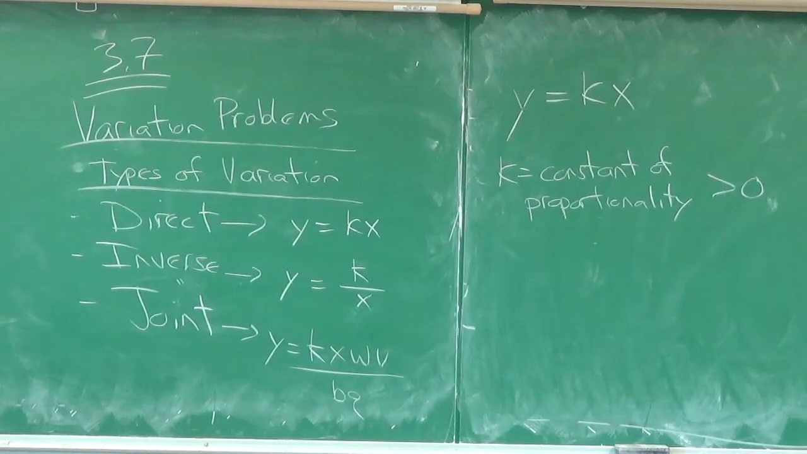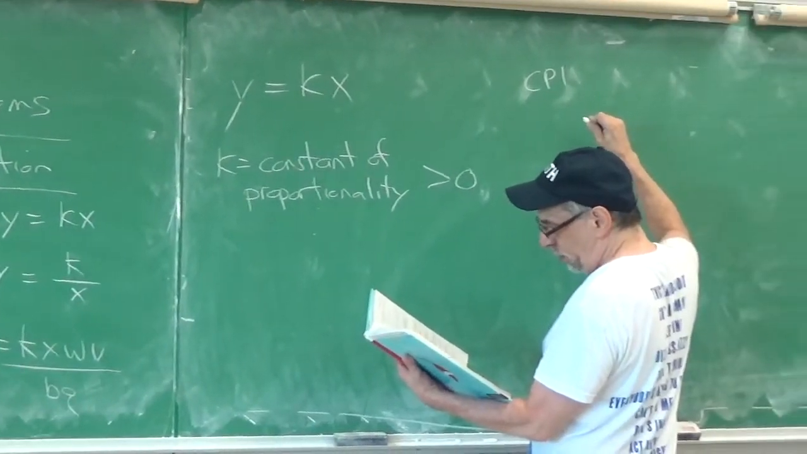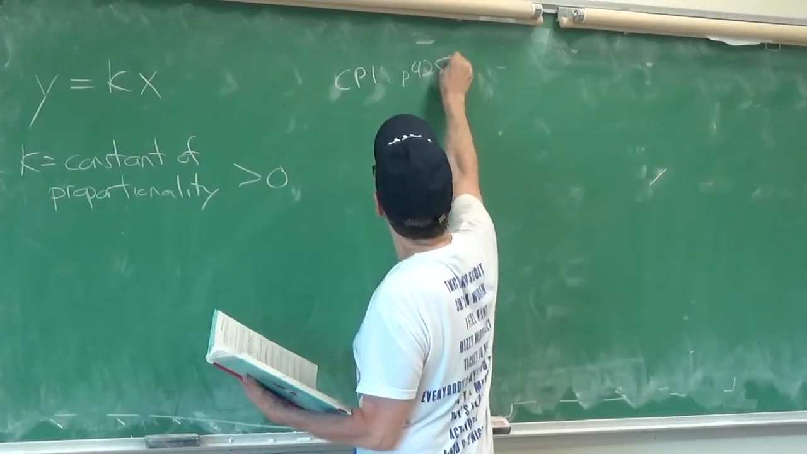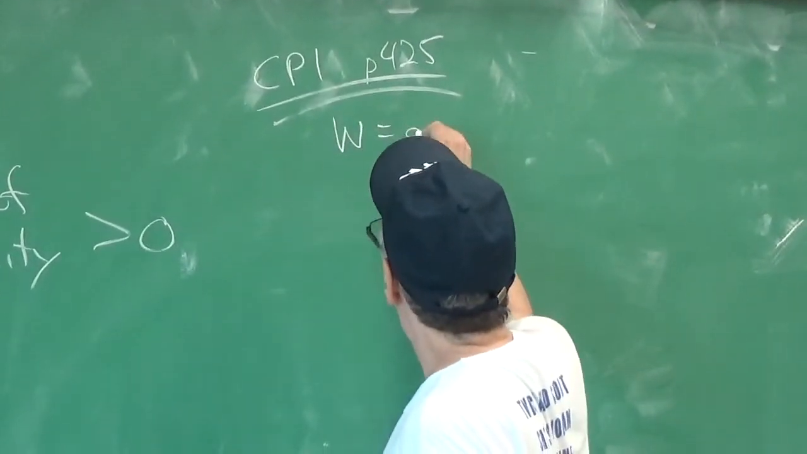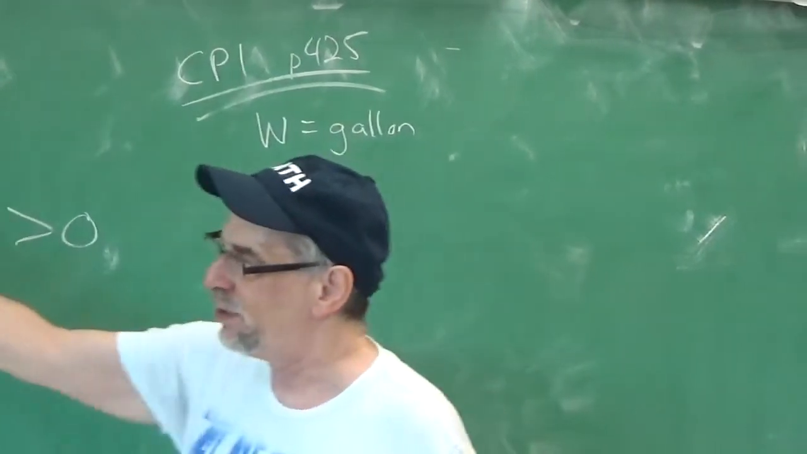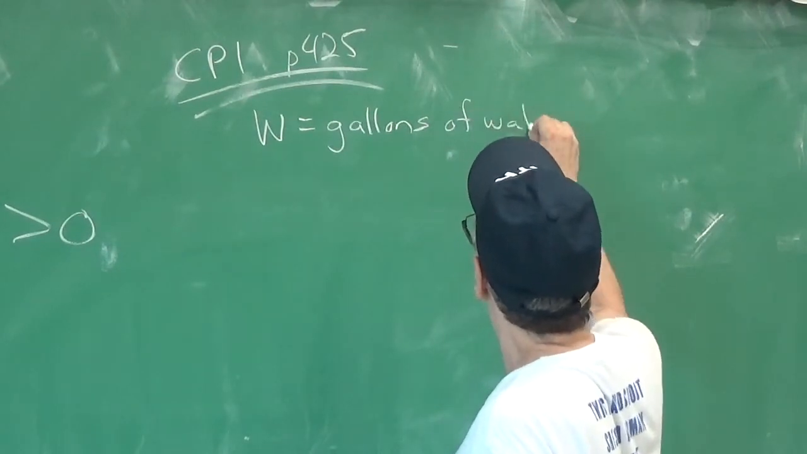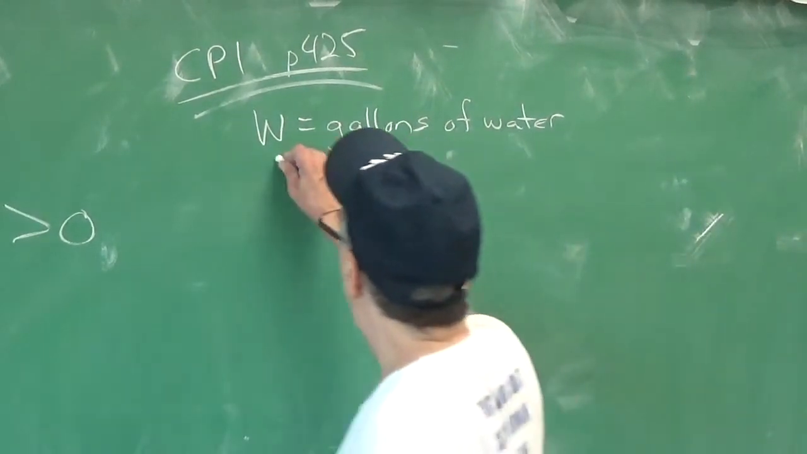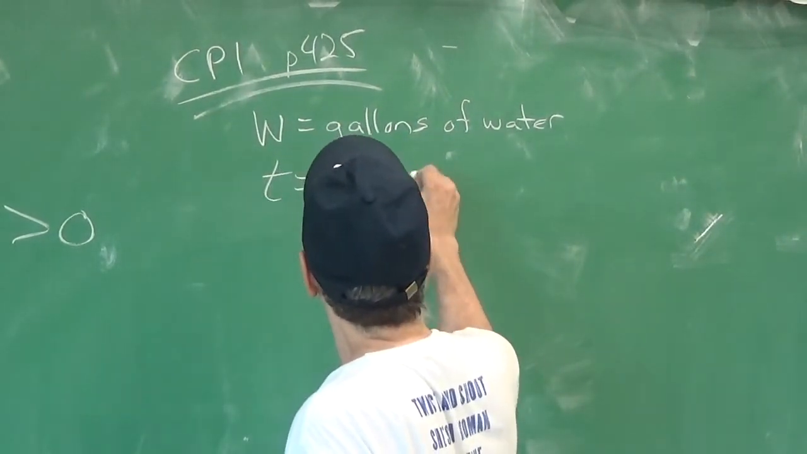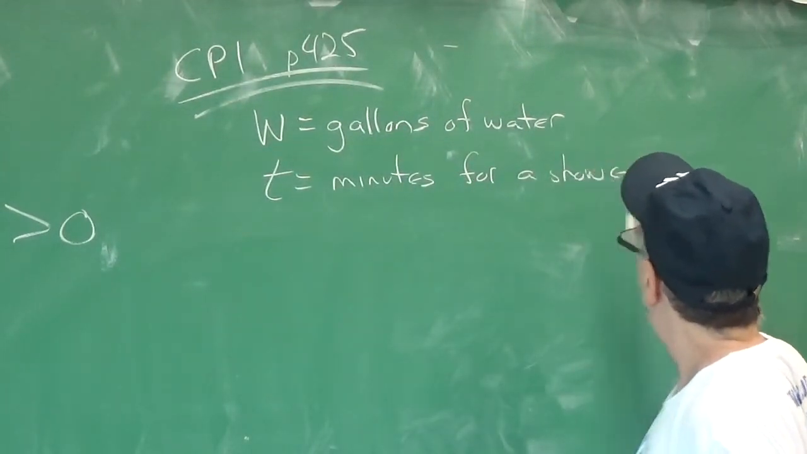Okay, so I'm going to look at checkpoint 1 here, checkpoint 1 on page 425. All right, so it says the number of gallons of water. So first label your variables. It's not always going to be x's and y's, whatever variables we're using. So W is gallons of water, and T is the minutes for a shower, how long it takes for somebody to take a shower.